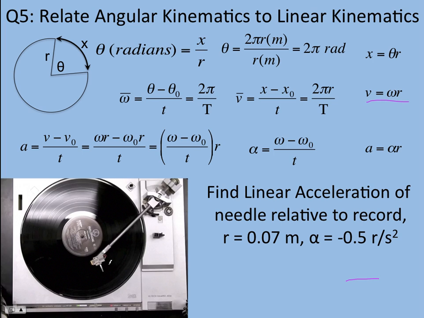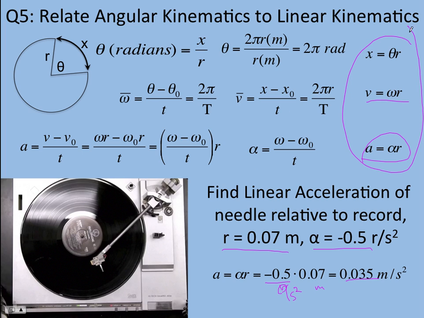And so when I turn it off, alpha is negative 0.5, the radius is 0.07, and so A is alpha r, and so it's negative 0.5, and that's radians per second squared, and that's meters, and then notice no radians over here. It's just a placeholder. And so you need to know these relationships. Write those down, tattoo them on your arm, whatever it takes, know them.